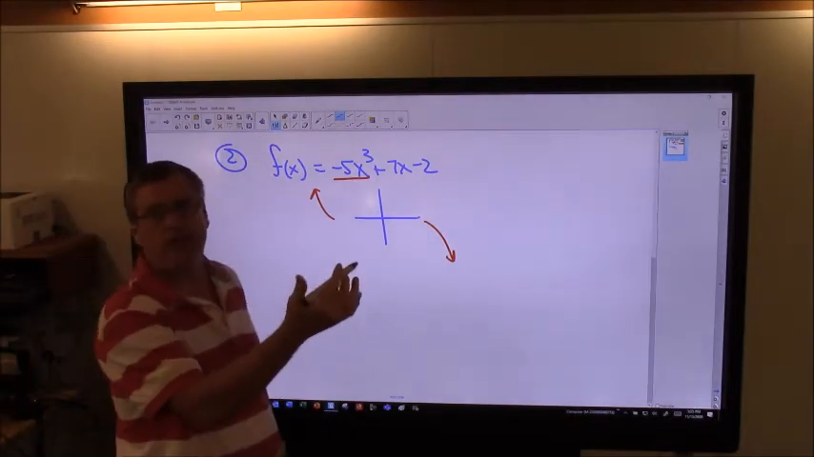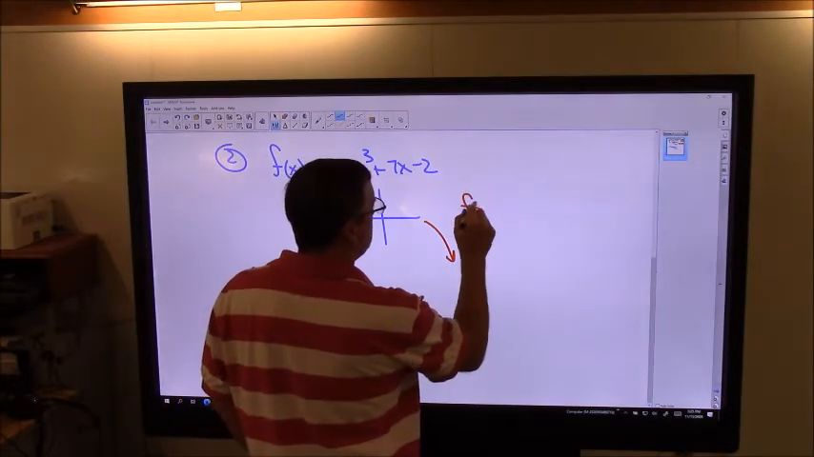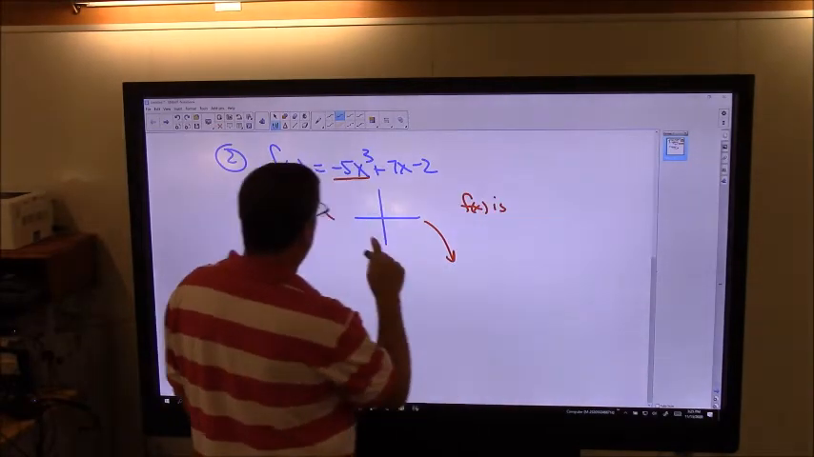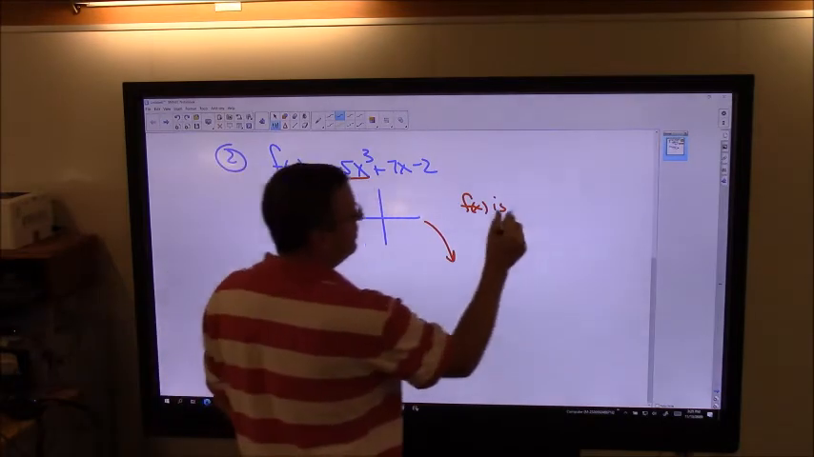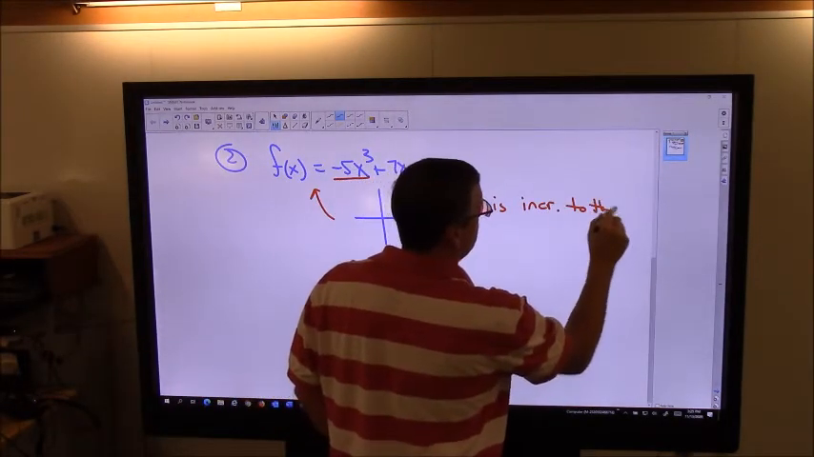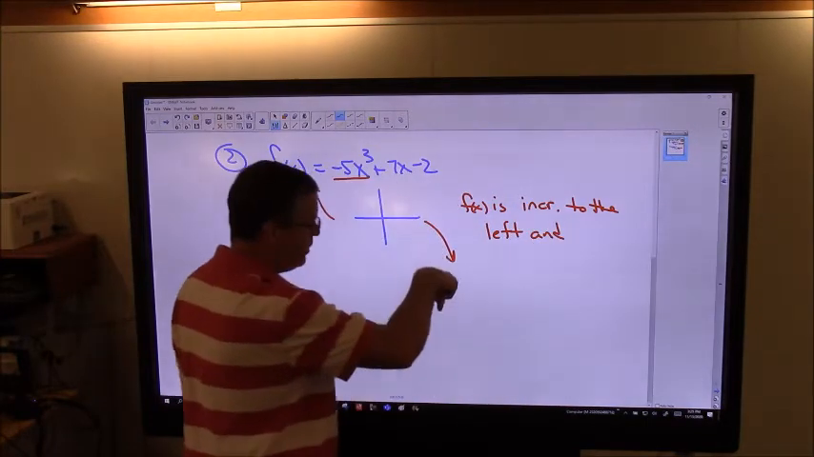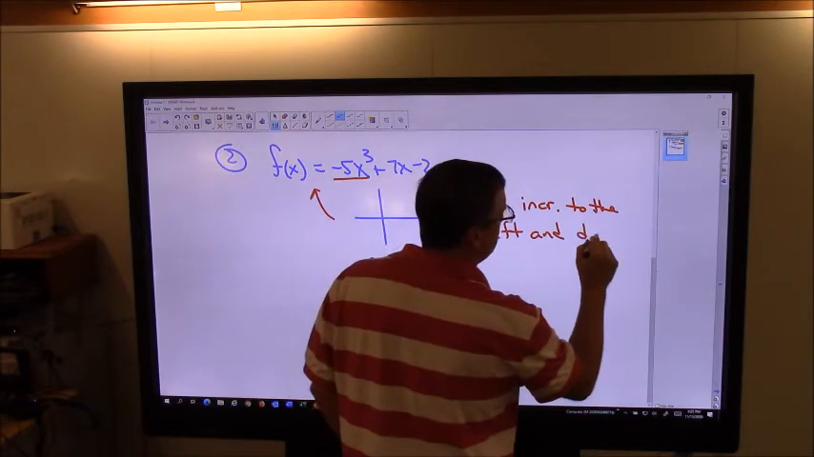So here's my end behavior. F of x is increasing to the left and decreasing to the right.